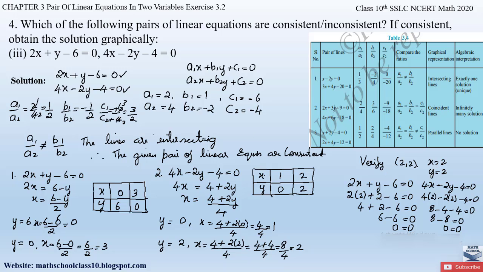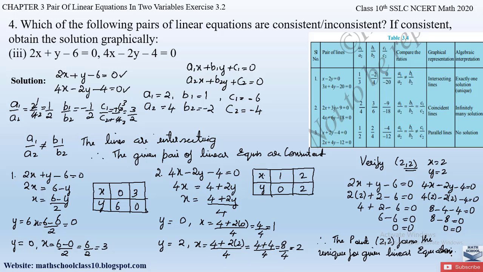So this point (2, 2) satisfies the given pair of linear equations. Therefore, this point forms the unique solution for the given pair of linear equations. So therefore, we can write the point (2, 2) forms the unique solution for the given pair of linear equations.